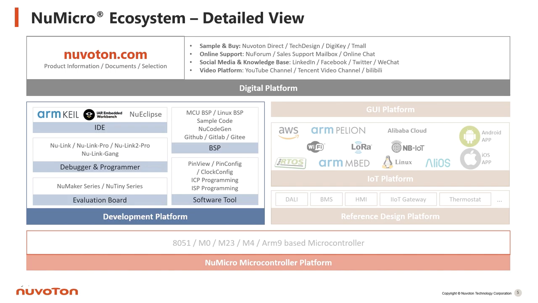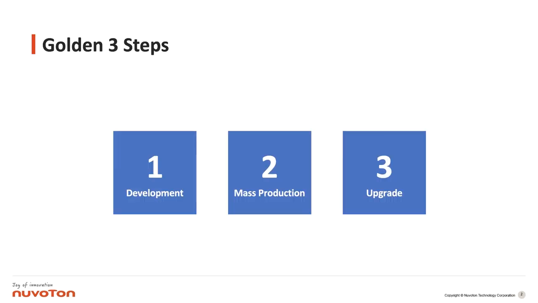Wait, what are the so-called steps? Correct. It's Nuvoton's golden three steps we have talked about. We think there are three steps in an IC's life process: development, mass production, and upgrade. Using the ecosystem we mentioned, we can complete all tasks in these three steps in a quick fashion. We will focus on the development step as this course is for anyone interested in the MCU world, including beginners.